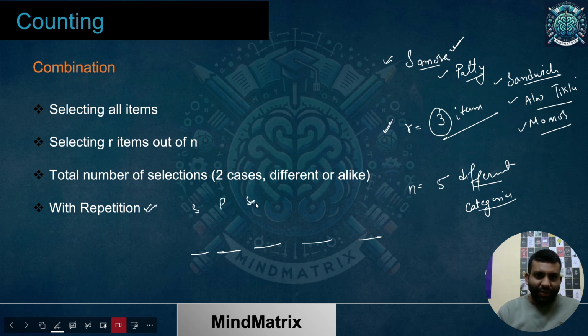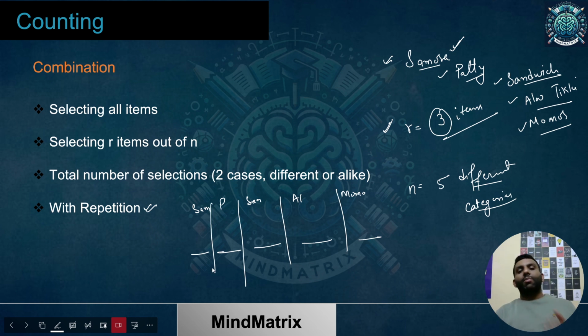This is for sandwich. Okay, this was for samosa, patty, sandwich, aloo tikki, and this was for momos. Okay, these are different bins I'm creating over here. Now if I talk about how the selection will be taking place, it would be something like this. It can be like 3 0 0 0 0, or it can be like 1 0 1 1 over here.